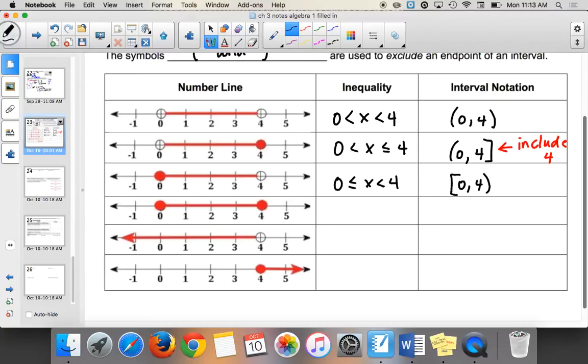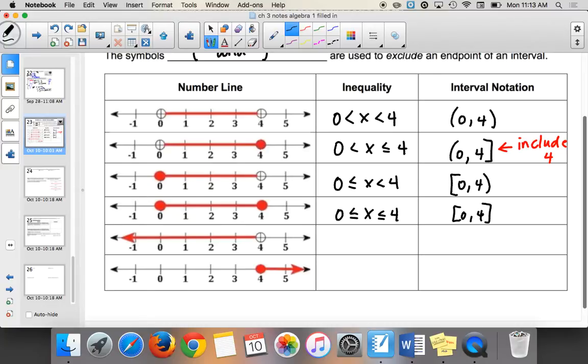So I always tell my students that I remember the bracket is kind of like a big equal sign. So think about the top and bottom as being part of an equal sign. So it's including the equal. All right, so the next one would be same idea. 0 is less than or equal to x, which is less than or equal to 4. And we would write it as bracket 0, 4, bracket.